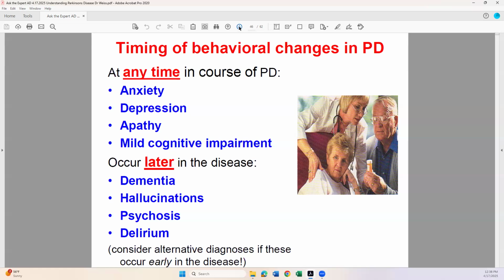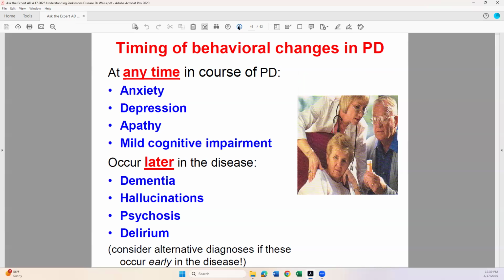Anxiety is a very significant problem for many Parkinson patients. Once again, sometimes occurring right at the onset of the disease, often accompanying depression. Apathy, a terrible problem. Just loss of motivation, loss of interest, lack of concern, terribly disabling. Once again, sometimes accompanying depression, sometimes occurring by itself.